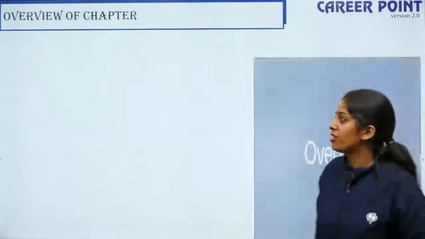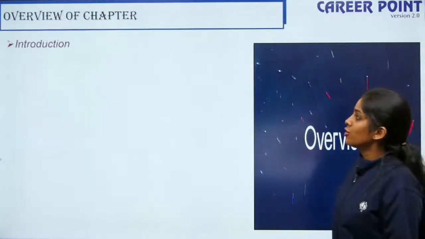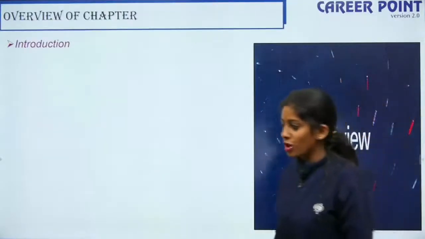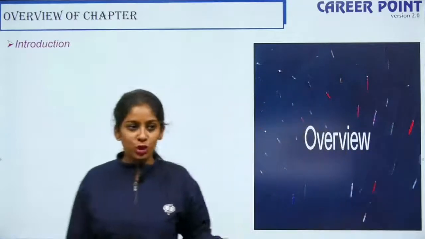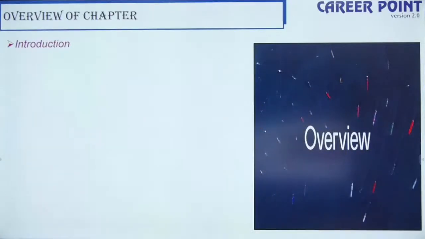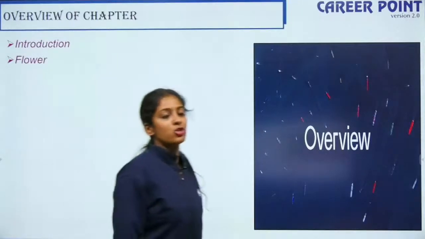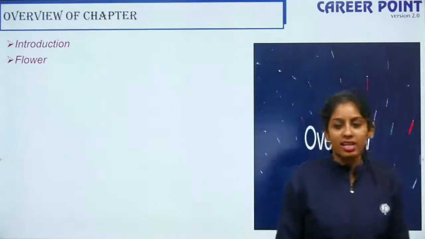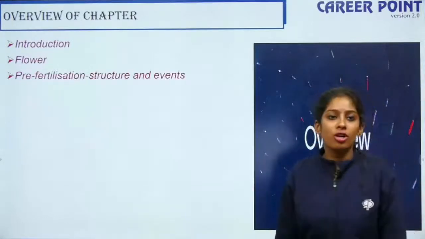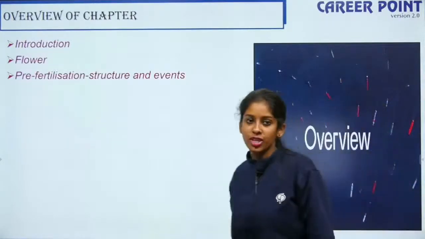So what are the topics that we were discussing so long? So we were talking about the introduction, how flowers are closely attached with human welfare activities, how we use flowers in day-to-day activities, and what are the 4 whorls of a flower: calyx, corolla, androecium and gynoecium, right? Then we spoke about the pre-fertilization structure and events.